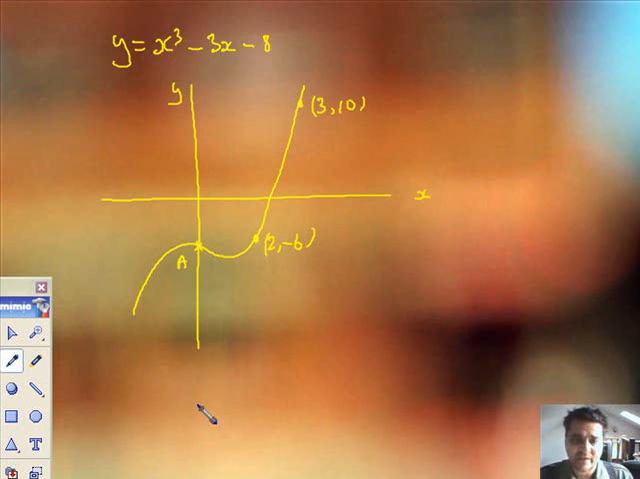So here's the equation. They've given me this lovely little cubic curve. As you can see, x to the power of 3 gives this lovely characteristic shape. And it says that the graph passes through the point 2, minus 6 and 3, 10. And part A says the graph crosses the y-axis at point A. Write down the coordinates of point A.